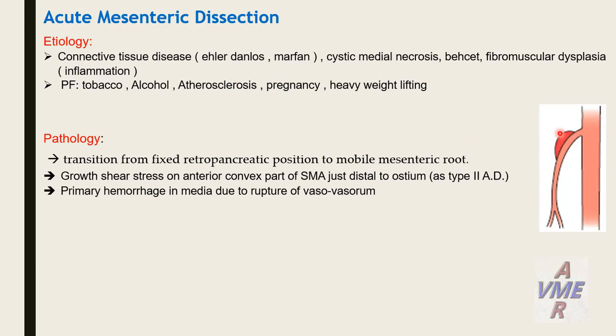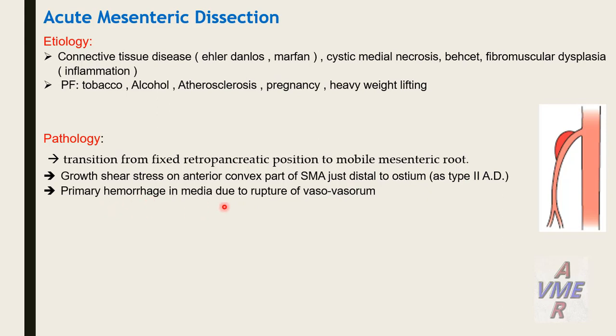So we have a relation between the first part of the superior mesenteric artery and the pancreas, a better fixed position, in relation to the more mobile mesenteric route. Growth and shear stress on the anterior convex part of the superior mesenteric artery just distal to the ostium, as in type 2 aortic dissection. In type 2 aortic dissection, there is high shear stress at the descending aorta, distal to the left subclavian artery.